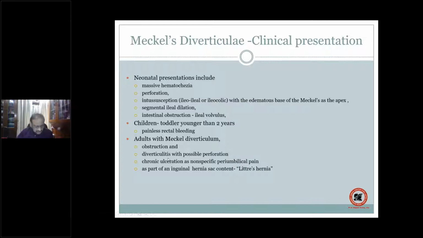Now, these chronic ulcers which are found in these patients are usually secondary to heterotopic gastric mucosa out here. So that is again subjected to the same physiological and pathological alterations like the gastric mucosa found in the stomach. So here also the heterotopic gastric mucosa found in the Meckel's diverticulum can present with a chronic ulceration, and that in turn presents as a non-specific periumbilical pain, usually in the adult age group. It can also be found as part of an inguinal hernia sac content, where it's known as a Littre's hernia. So these are the presentations of Meckel's diverticulum in the various age groups.